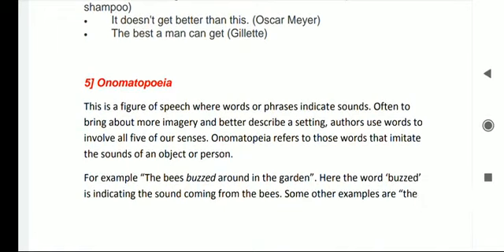onomatopoeia. This is a figure of speech where words or phrases indicate sounds, often to bring out more imagery and better describe a thing. Authors use words to involve all five of our senses. Onomatopoeia refers to those words that imitate the sounds of an object or person. For example, the bees buzzed around in the garden.